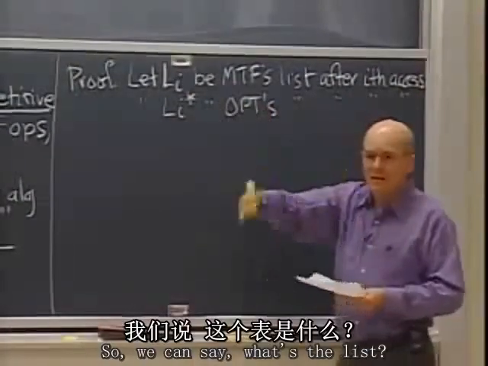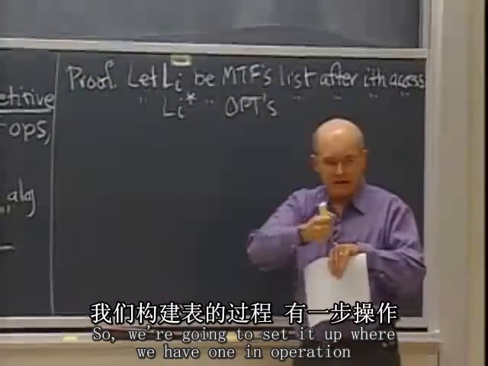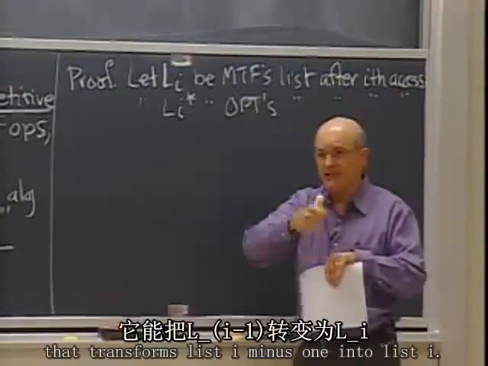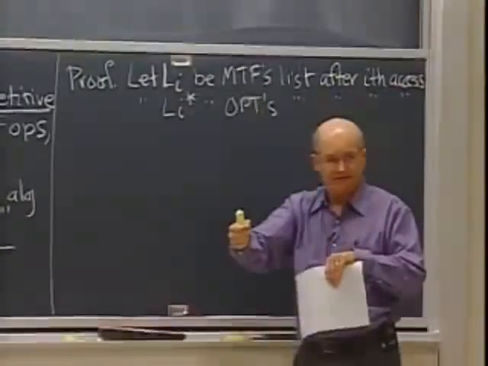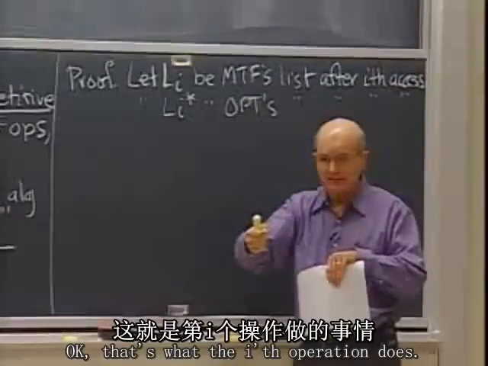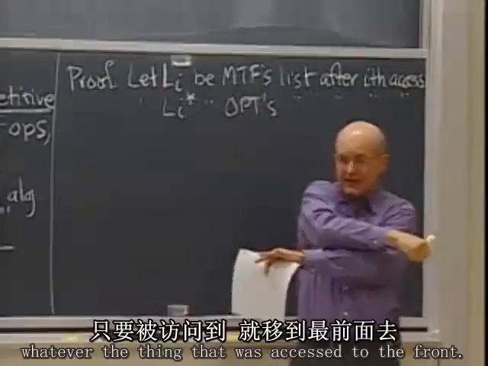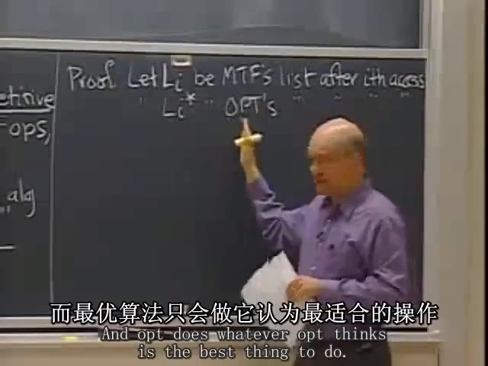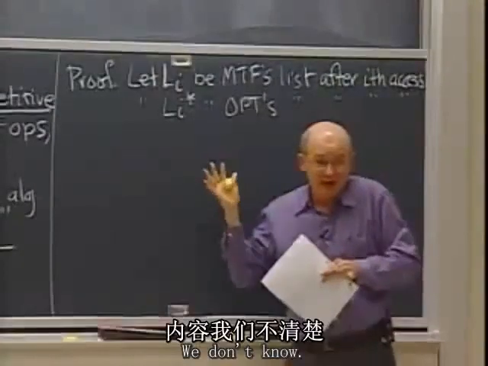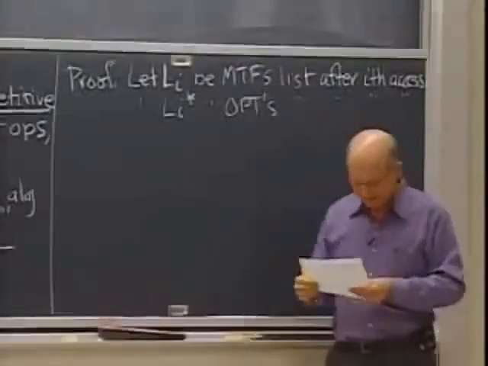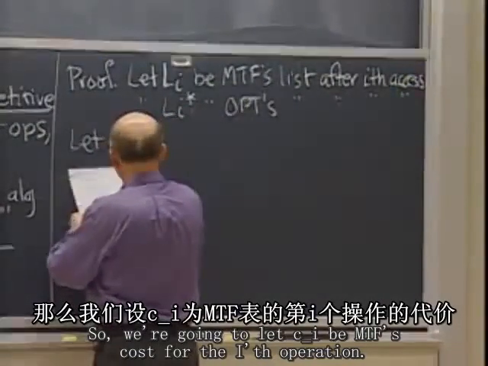So we can say what's the list. So we're going to set it up as where we have an operation that transforms list i minus 1 into list i. Okay, that's what the ith operation does. Okay, and move to front does it by moving whatever the thing that was accessed to the front. And opt does whatever opt thinks is the best thing to do. We don't know.